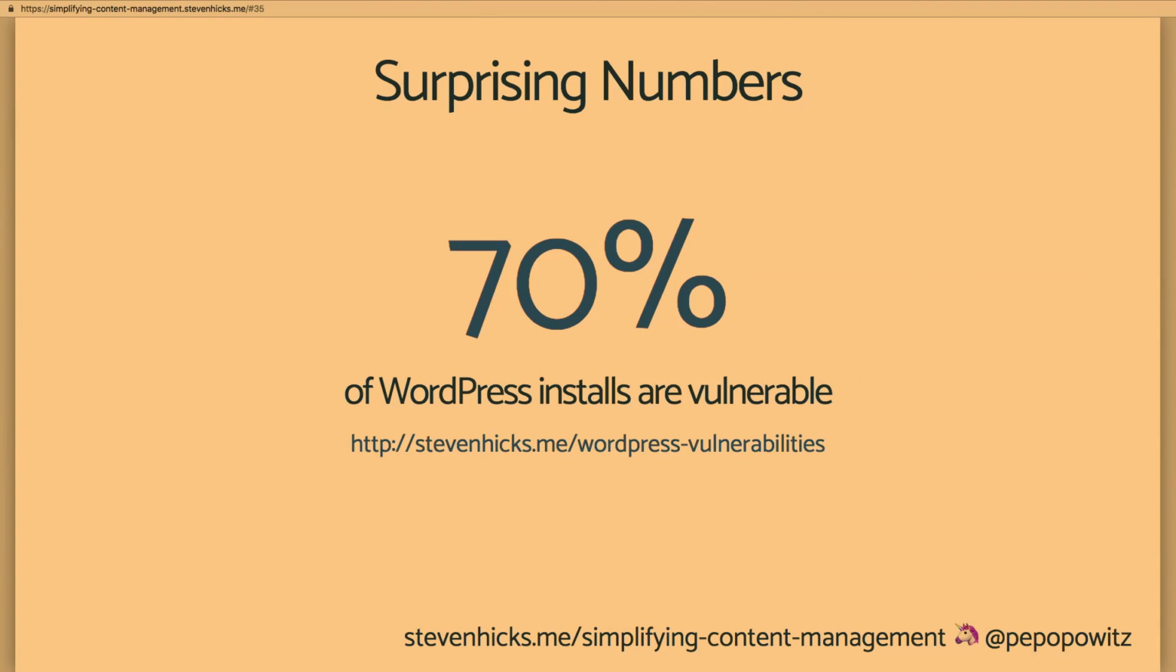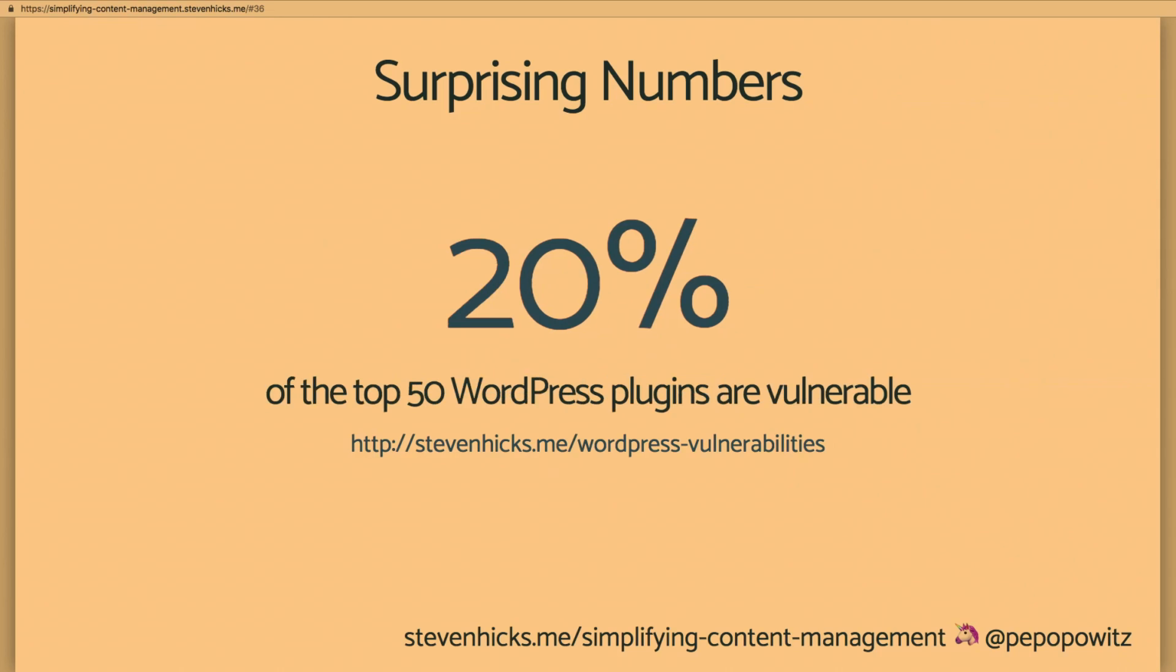70% of WordPress installs are vulnerable to things like cross-site scripting and cross-site request forgery, SQL injection. That's a little scary, but this smaller number is even scarier to me. 20% of the top WordPress plugins are vulnerable to those same types of attacks.